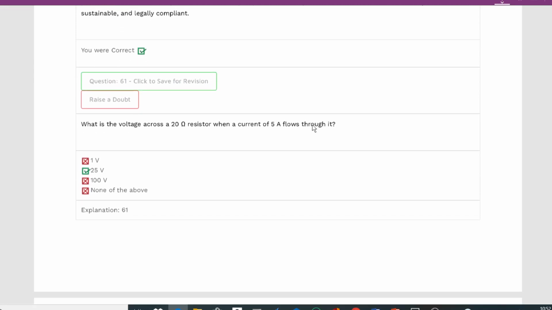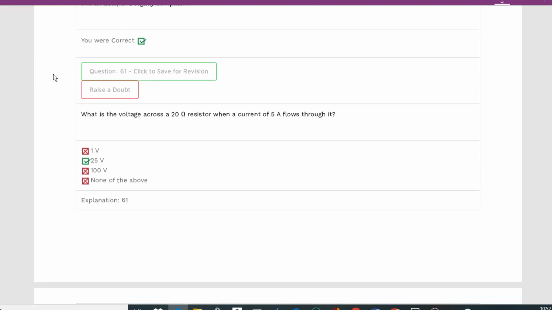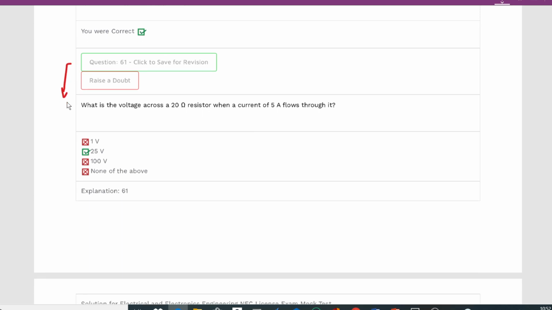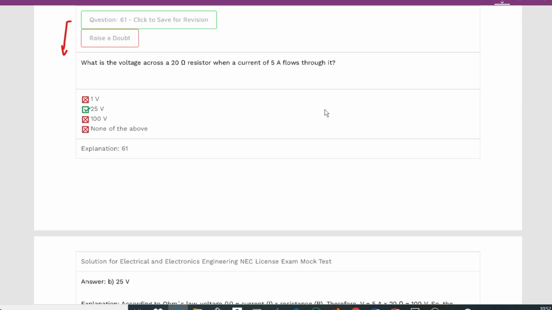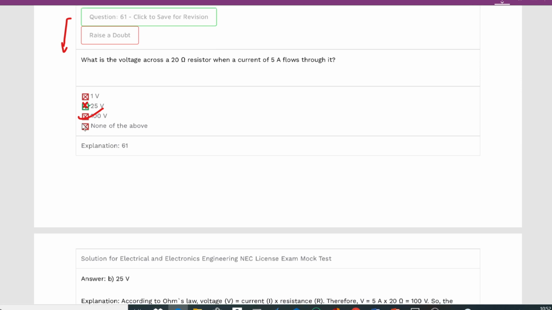Now question number 61. Questions from 61 to 80 are all two marks. So here, what is the voltage across a 20 ohm resistor when a current of 5 ampere flows through it? We know voltage V is equal to IR. So 20 into 5, 100. So here the correct option is 100 volt. Option B is incorrect. The correct option is 100 volt.